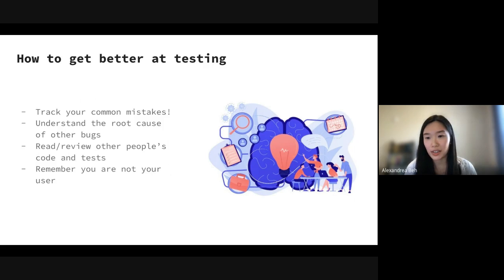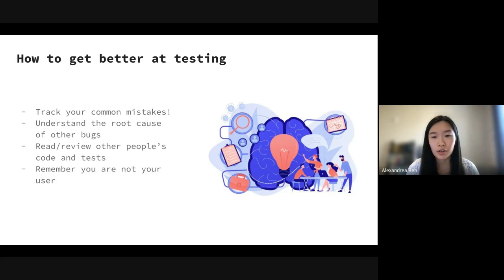How do you get better at testing? Again, tracking your common mistakes. I like to keep a list in Trello because it's hard to keep everything in my head. It could be a sticky note on your laptop, whatever works for you, but just having a running list of, oh yeah, this is the kind of thing I tend to forget.